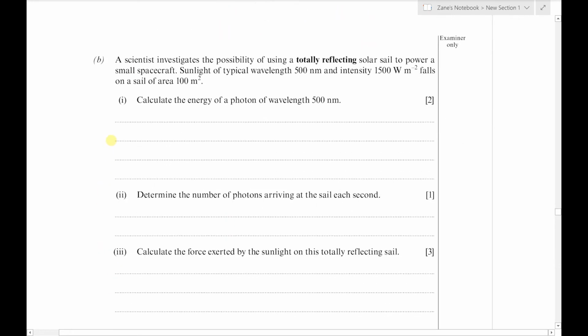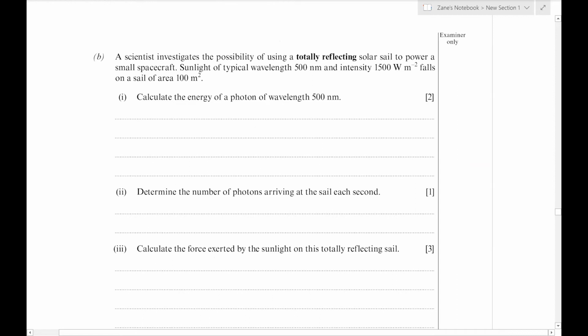The question continues with a scientist investigating the possibility of using a totally reflecting solar sail to power a small spacecraft. Sunlight of typical wavelength 500 nanometers, roughly in the middle of the visible spectrum, intensity 1500 watts per square meter, falls on a sail of area 100 meters squared.